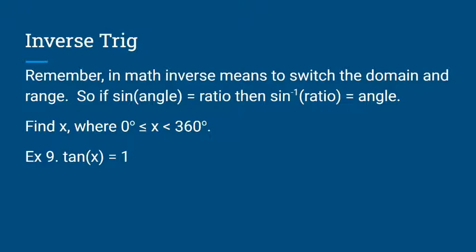Okay, in math, in algebra, you probably learned about inverses. Inverse means to switch the domain and range. So if you're given an angle and you wanted to find the sine of the angle, you would plug that angle into sine and get a ratio. But let's say that you didn't know the angle, like in this case, and you wanted to know, well, what angle would you take the tangent of to get 1? Well, you would use the inverse and then plug the ratio into the inverse and get the angle.